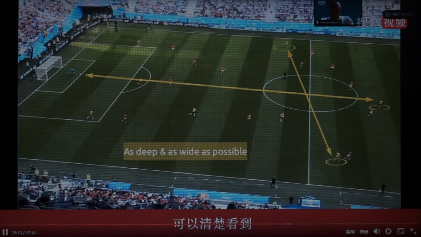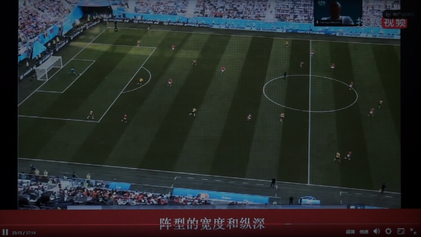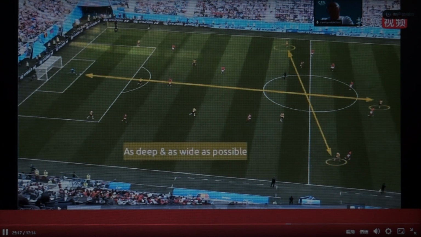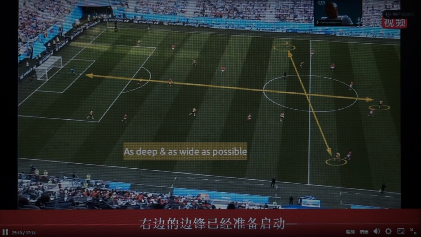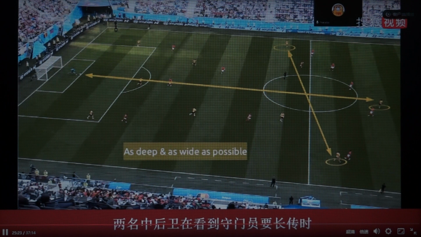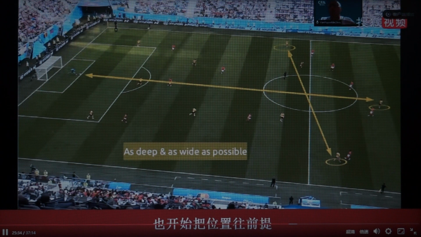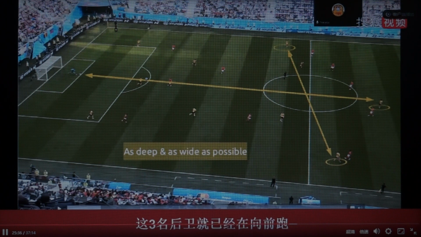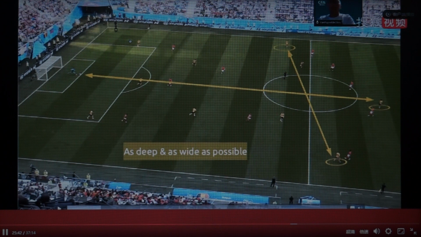Here you see very clear, as deep, as wide as possible. So you see also that our right winger is already pushing up. That's what we call being fed, and look to the two central defenders. The moment that the goalkeeper is kicking, they are starting to run. Show them, Roy. So you see our two central defenders, three, they are all already running before the goalkeeper kicks.